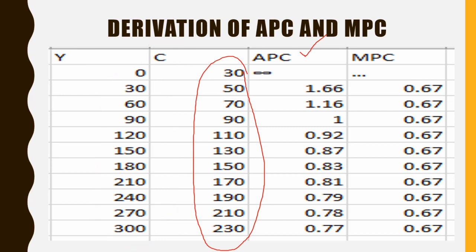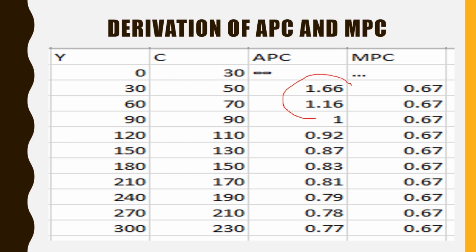And how can we interpret these results? As we can see here, the first two entries in the APC column are 1.66 and 1.16. These entries represent that the person is spending more than his income, meaning that he is making dissavings here. The next entry is 1, and 1 represents that 100% of income is devoted to consumption.